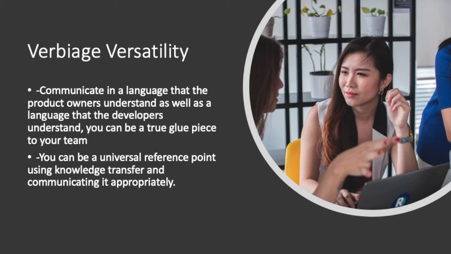This versatility will seem strenuous at first, but can in fact improve the overall team flow for projects. You can be a universal reference point using knowledge transfer and communicating it appropriately. For example, if you find a bug while manual testing regarding a certain input field not accepting certain characters, if you know enough about the code, you can then debug the code yourself and try to find possible reasons for the problem happening. That way later on, when you communicate the defect to your team, you can make suggestions, possibly saving your developers time trying to find the solutions on their own.